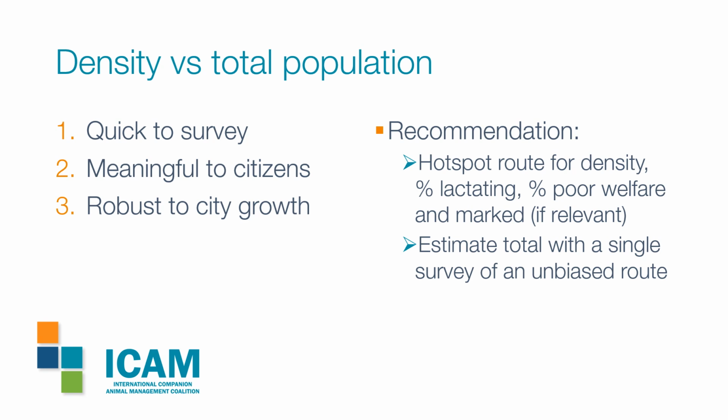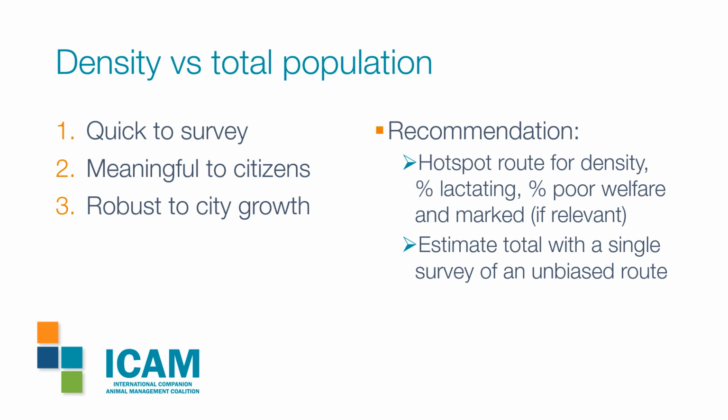over that 10-year period. So my recommendation is to create a hotspot route and survey this regularly to see how the density of roaming dogs, lactating females and welfare is changing over time. And if you're marking dogs during sterilisation, then also record the percentage of marked dogs and how that is changing, because this is a measure of your intervention effort or output. It's super simple and it takes relatively little time to do.